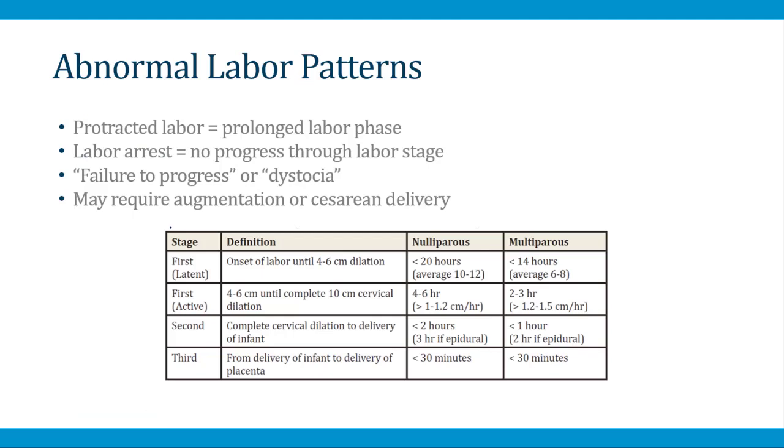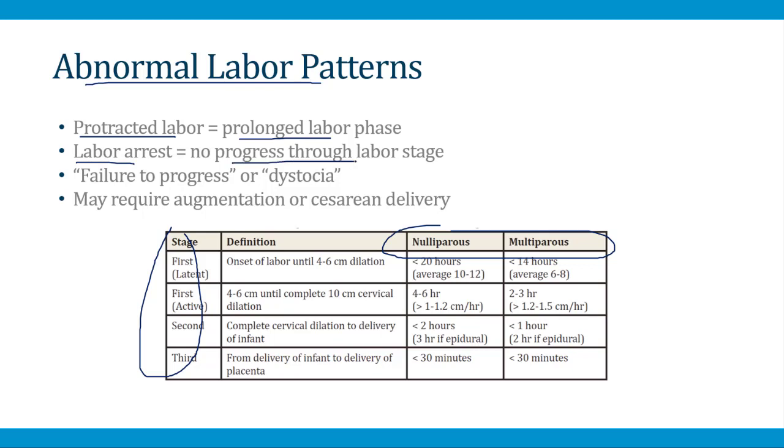In the first video on labor and delivery, I talk about the stages of labor, and I also talk about the normal duration of those stages for women who are either nulliparous or multiparous. So an abnormal labor pattern refers to any time the duration or the progression through a labor stage is abnormal. Protracted labor means a prolonged phase of labor, and labor arrest means there's no progress through a labor stage. So in the first stage, this usually means no progression of cervical dilation. And clinically, when you're on your rotations, you'll sometimes hear the terms failure to progress or dystocia. These are just other ways of describing labor patterns that are not normal. And it's important to recognize abnormal labor patterns because they may require augmentation of labor or cesarean delivery.